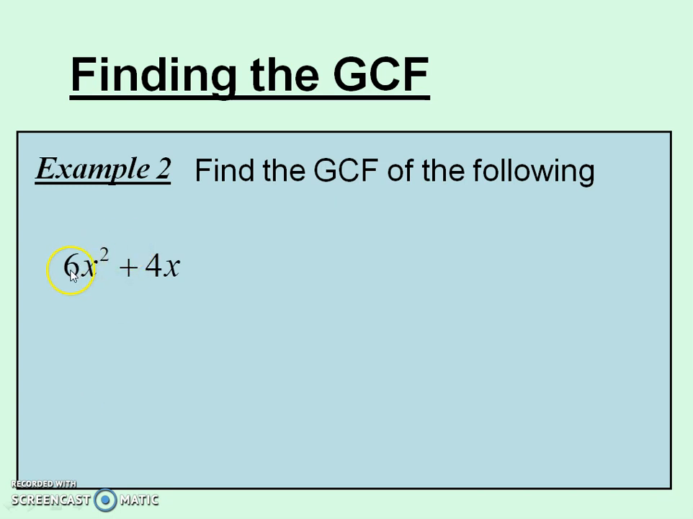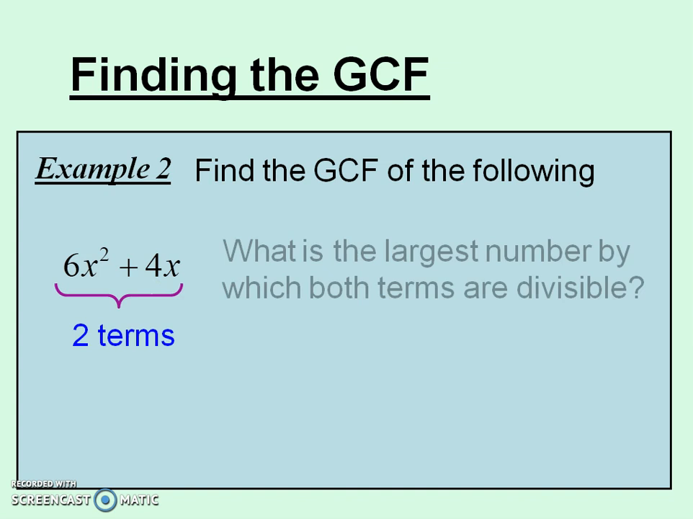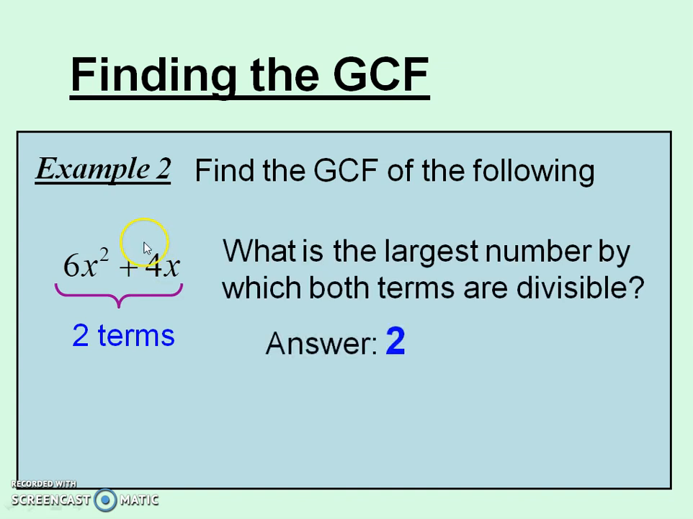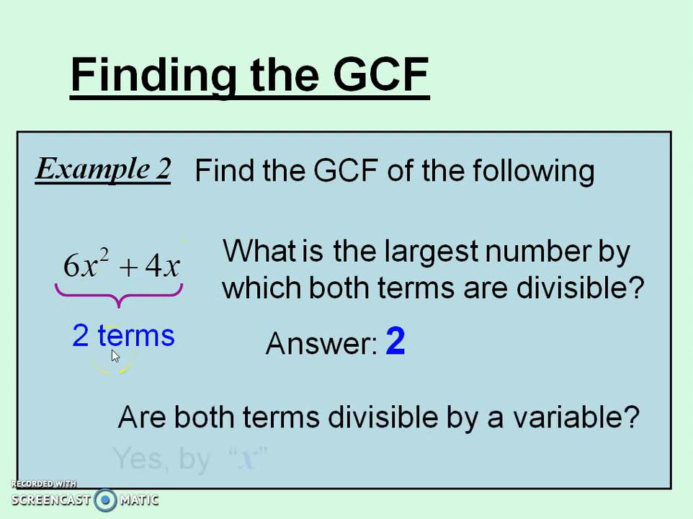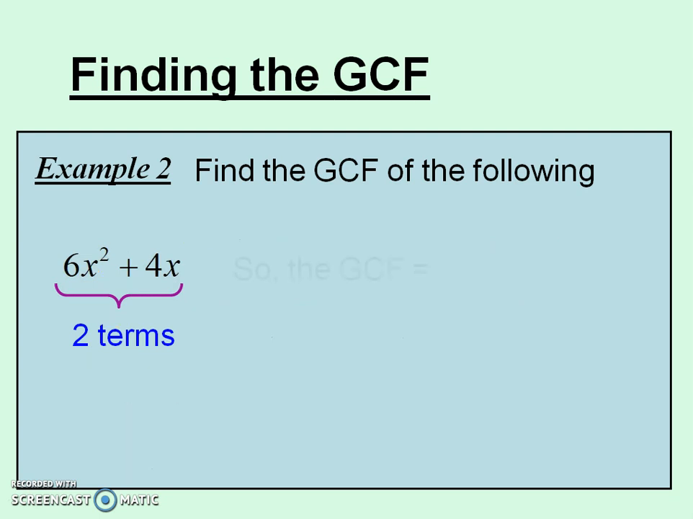Here, for instance, 6 and 4 are both divisible by 2. But both of these terms also are divisible by x. So the GCF in this case is 2x. X is part of the GCF.